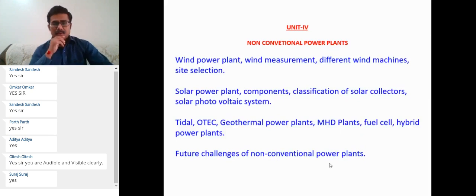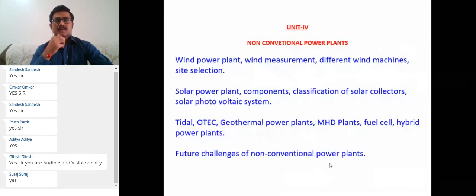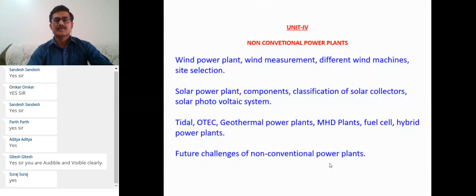Then other very uncommon, I will say, non-conventional types of power plants: tidal power plants, which make use of the tides which are available from the ocean. Then OTEC, ocean thermal energy conversion, the thermal energy which would be available from the ocean. The geothermal power plants, MHD plants. MHD stands for magneto hydrodynamics. So magneto hydrodynamic plants, the fuel cell, and the hybrid power plants. So all these are nothing but the non-conventional power plants. These are very uncommon, I will say.